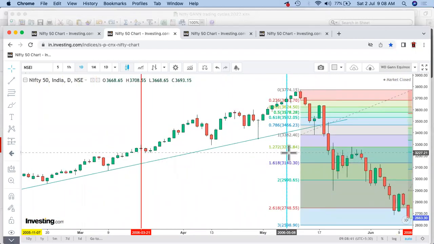So this is 5th, this is 6th. 6th of May is coming within 2-3 days. So that's why we have considered this as a high. And this was a major high. While I considered this as a major high is 6th of May 2006, right?